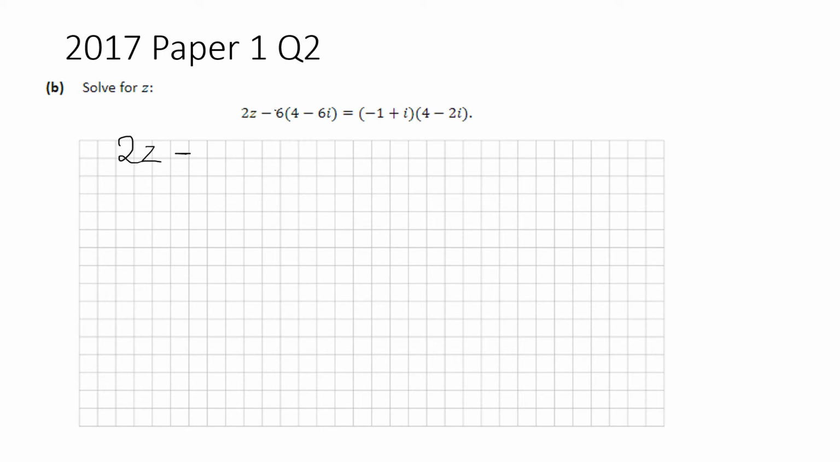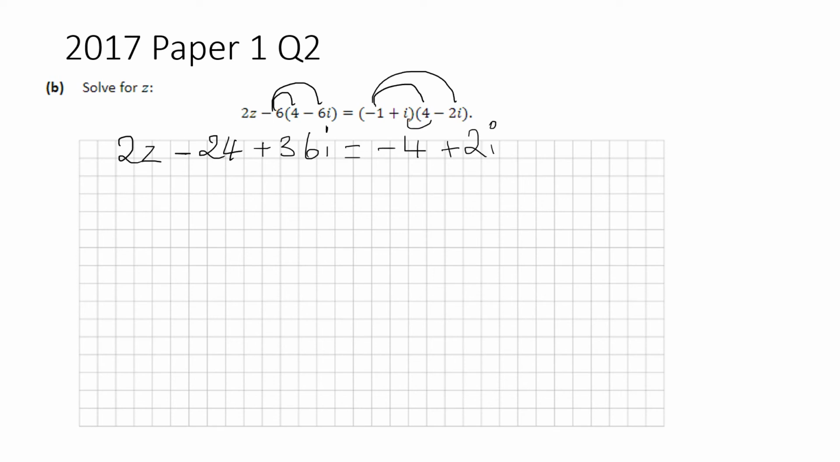With the brackets here, I have a minus 6 in front, so I do minus 6 by 4, which is minus 24. And here I do minus 6 by minus 6i, which is plus 36i. For the next part then, I can see there's two double brackets side by side, so I must multiply them together. So minus 1 by 4 is minus 4, and then minus 1 by minus 2i is plus 2i.